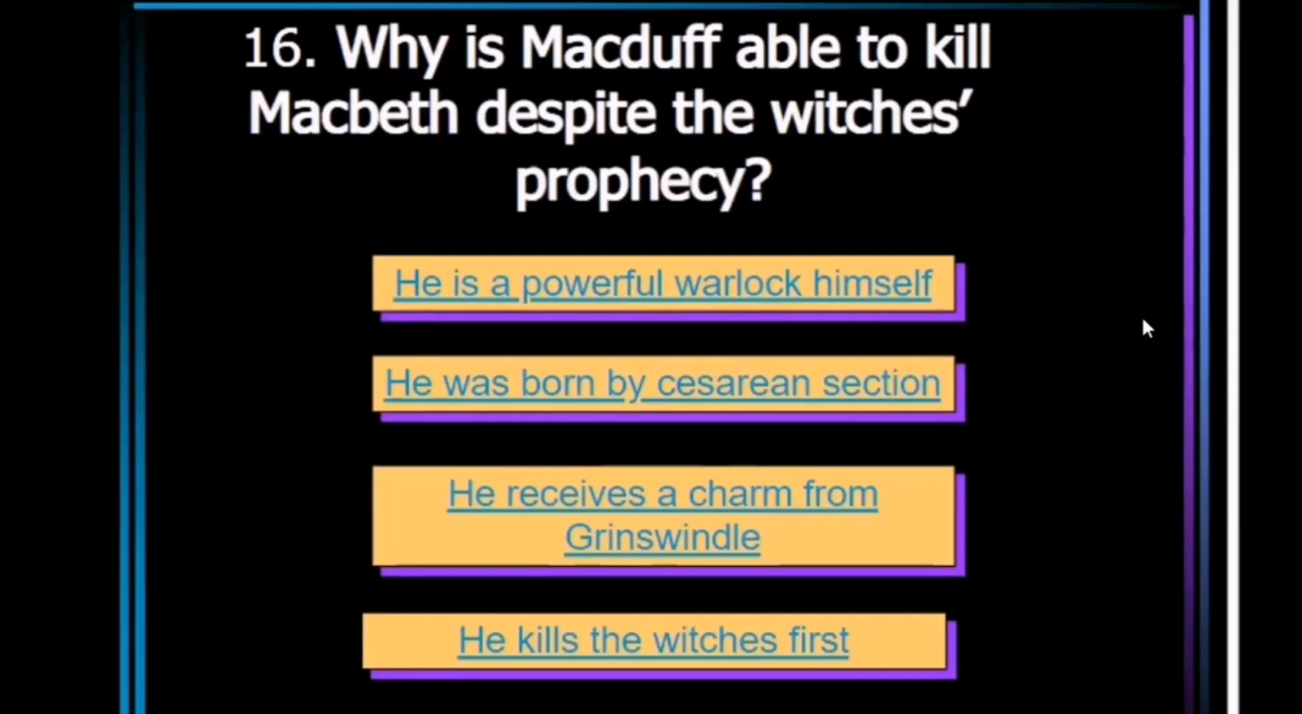Why is Macduff able to kill Macbeth despite the witch's prophecy? He is a powerful warlock himself. He was born by cesarean section. He receives a charm from Ginswindle. He kills the witches first. The answer is he was born by cesarean section.